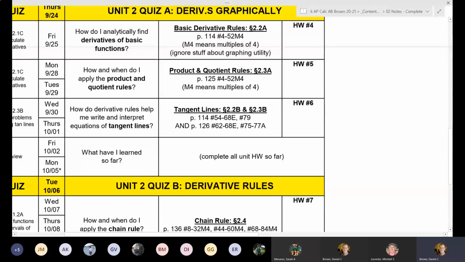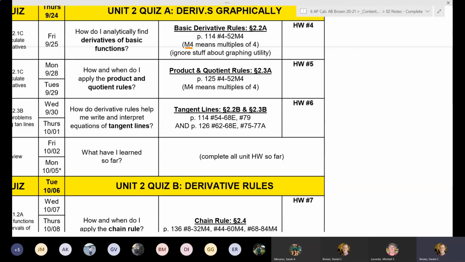So I would finish homework 4 first. There's no point in moving on to homework 5 until you make sure you can master the basic rules. So do homework 4 first. When you see M4, that does mean multiples of 4. So tonight's homework that I'm assigning, again, there won't be any new homework assigned tomorrow night. It is the same kind of set on a different page. So 4 through 52, multiples of 4. So 4, 8, 12, 16, and so on.